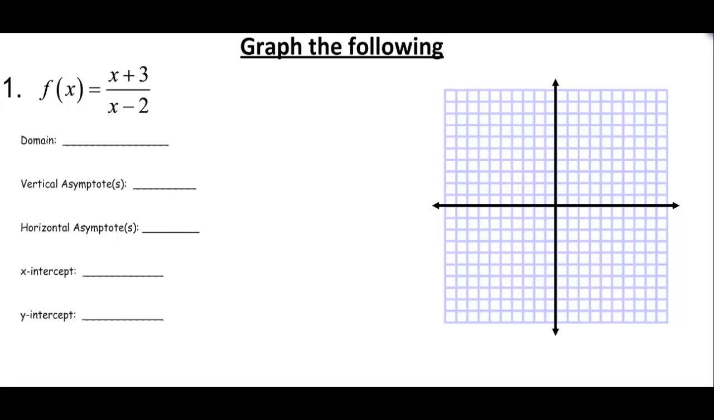So we're going to go through 4 examples. I'm going to show you how to find the 5 parts and how to use that to actually graph. The first thing we want to look at is the domain.